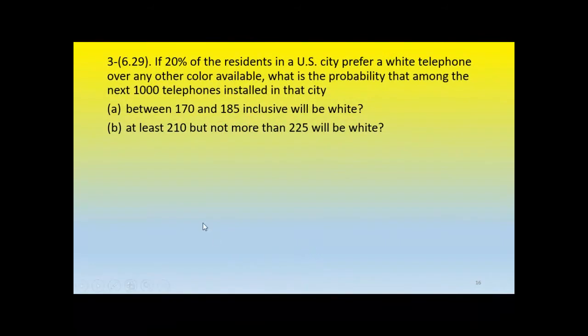Third problem, again there are two different cases. One is between 170 and 185. B is slightly different, read carefully: at least 210 but not more than 210, lies within 210 and 225. So use the correction factors to get the exact values. That's it. You know the idea, I think. Okay, let me solve it. We have enough time to solve it.